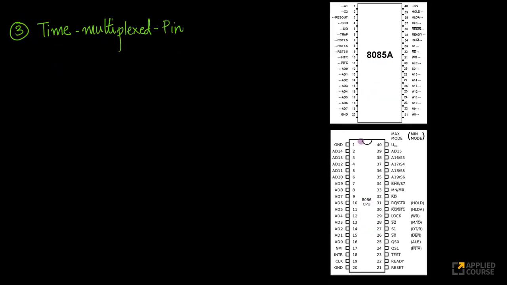Again, the same diagrams I've copied here. So then there is this concept called time multiplexed pin. This is a very interesting idea. Look at your 8085A processor. You have these pins. Look at this, AD0 to AD7. So if you look at it from the perspective of the 8085A processor or 8085 processor, you have AD0 to AD7, right? Then if you look at these address pins, you have A8 to A15.